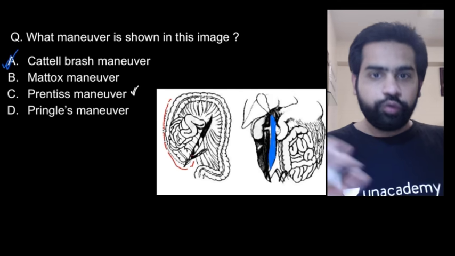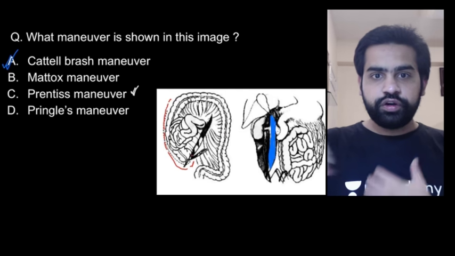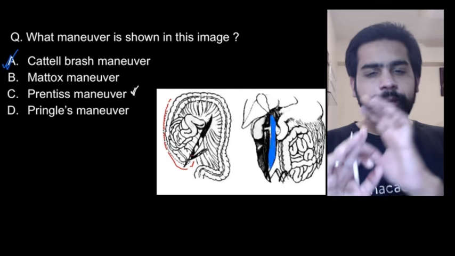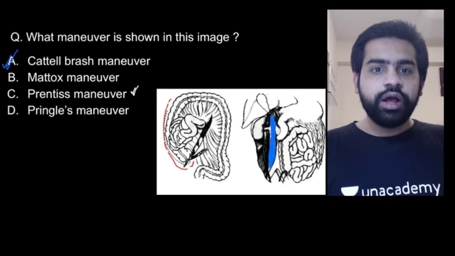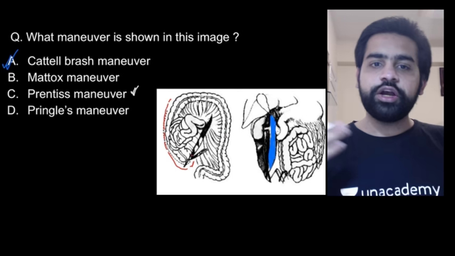Now forget about it. What exactly is this? This is basically performed in order to look whether the arterial length is good enough to bring the testis to the scrotum or not, but don't go into the details of it. Just remember, Prentice maneuver is something which you perform intraoperatively when you are operating for an orchidopexy.